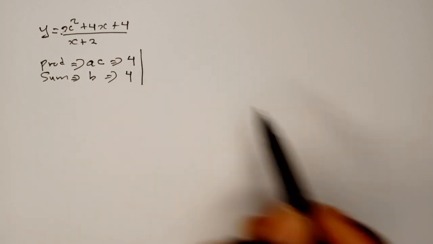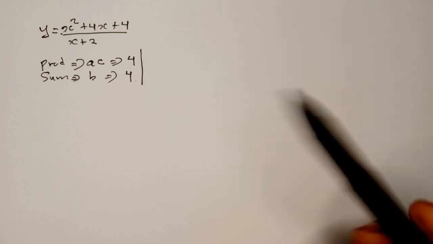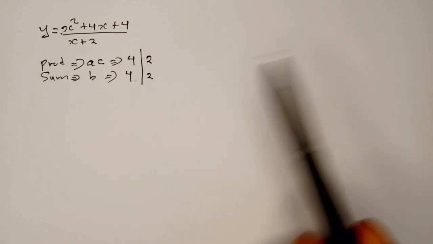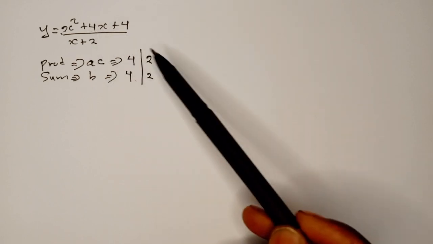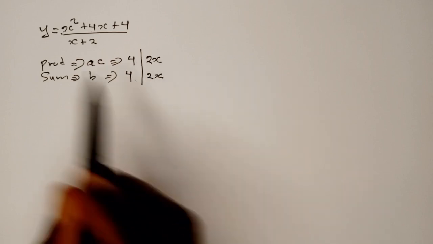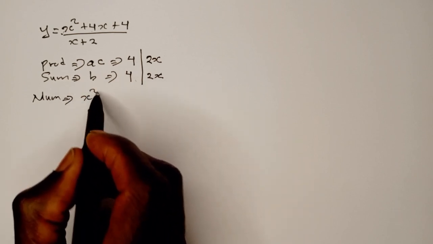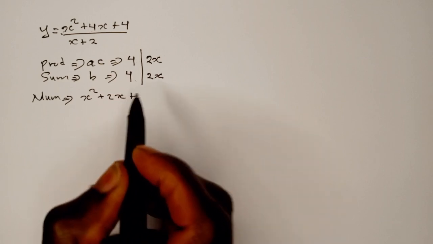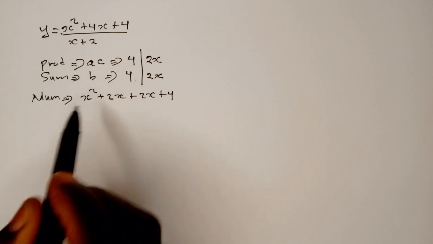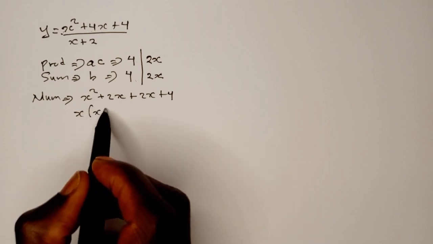Then we look for two numbers that when you multiply them you get 4, and when you add them you get 4. Those two numbers will be 2 and 2. When you get the two numbers, you replace this 4x with these two values, so you just add 2x here and 2x here. So you're going to have the numerator as x squared plus 2x plus 2x plus 4. So you factorize these two, you get what is common between x squared plus 2x, so that will be x into x plus 2.